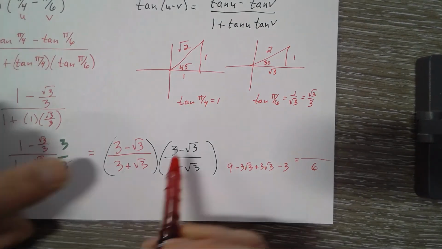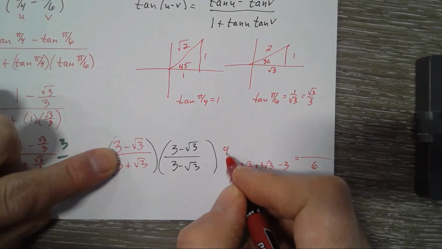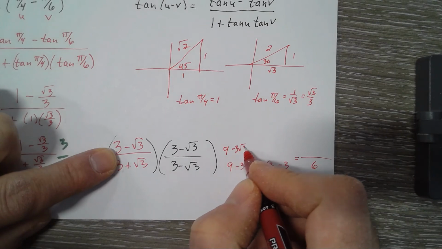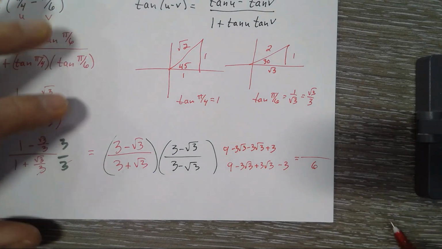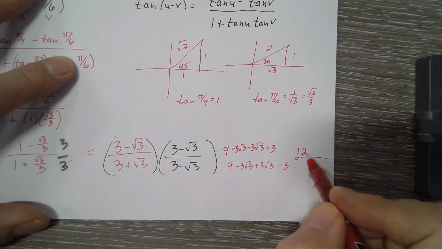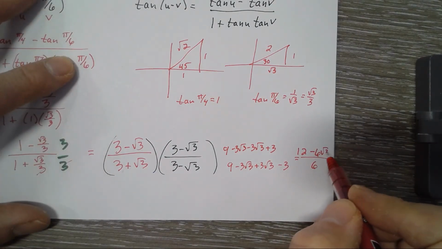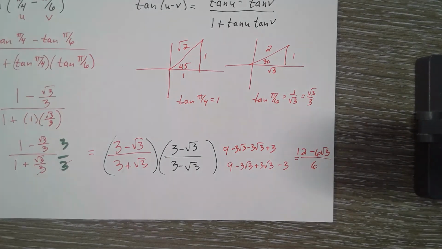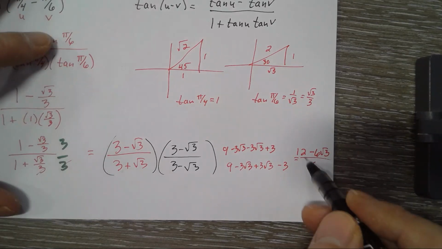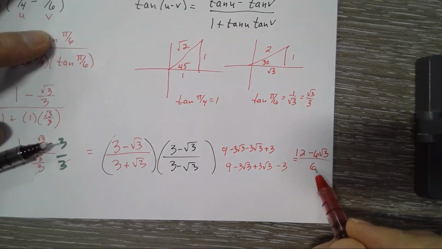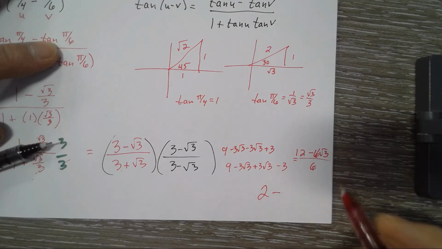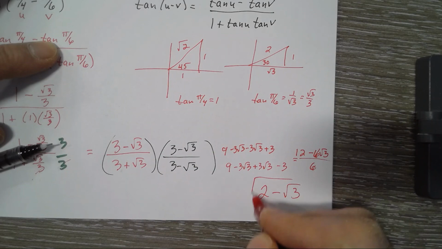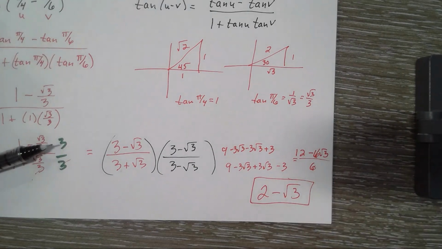On the top I have 3 times 3 is 9. Minus 3 square root of 3 minus 3 square root of 3 plus 3. So I have 12 minus 6 square root of 3. Alright, well, these can actually both divide by 6. So 12 divided by 6 is 2. Minus these 6 divided by 6 is 1. So 2 minus the square root of 3. After all that, that is our exact answer.